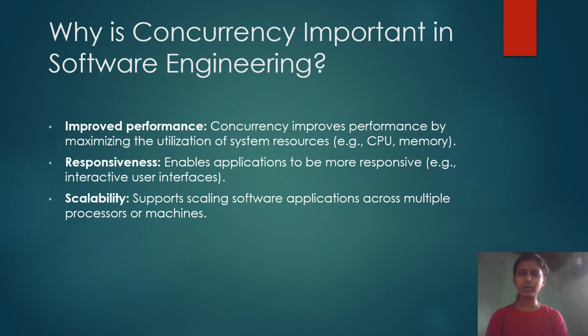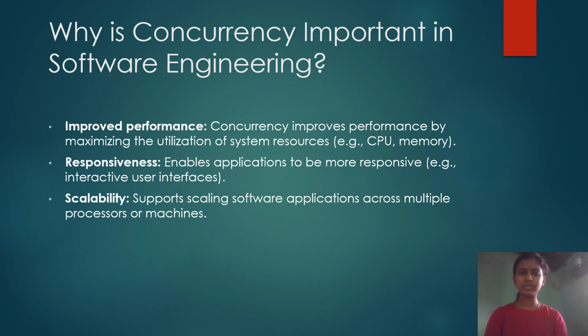Why is concurrency important in every model of software engineering? The first point, it improves performance. Concurrency improves performance by maximizing the utilization of system resources. It means whenever the instructions of a code, task, or multiple processes are executed concurrently, it improves the performance of all the instructions, code, and processors as well. So it utilizes system resources like CPU and memory.